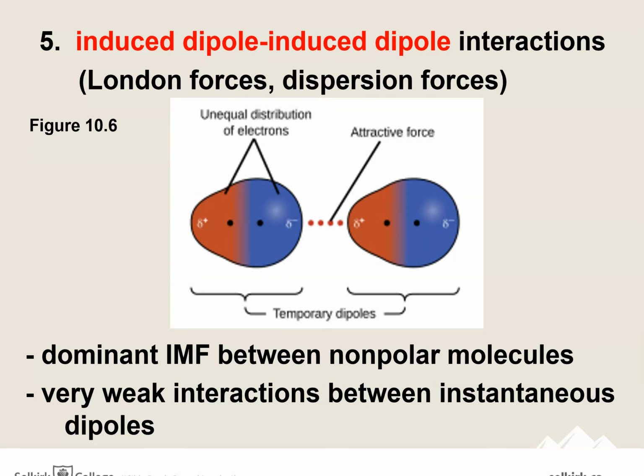Last and weakest kind of intermolecular force: induced dipole interactions, and those are attractions between one nonpolar molecule and another nonpolar molecule. Now, these are called induced dipole interactions. They're also called London forces, or dispersion forces, or London dispersion forces. You may have heard of them in biology class, and I don't care which name you have for them. I'm used to seeing them by all of those names.